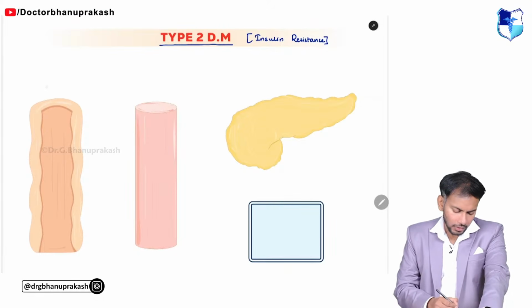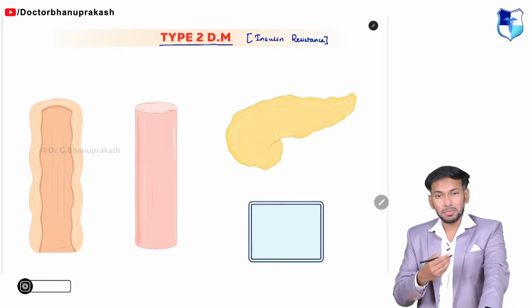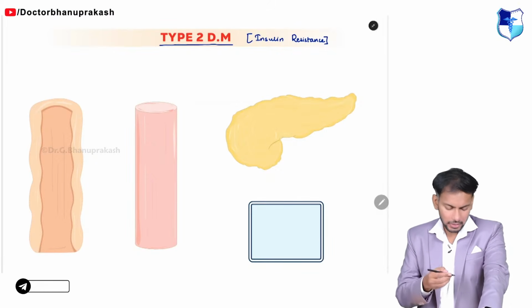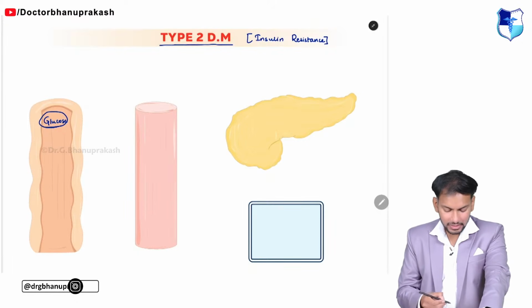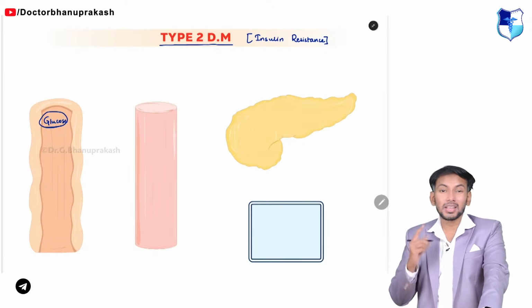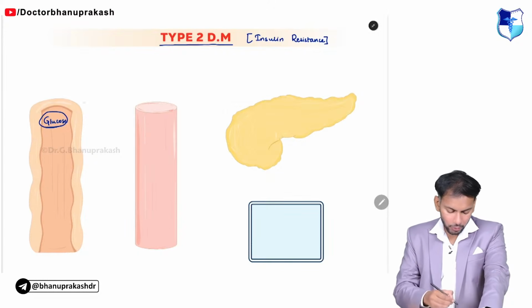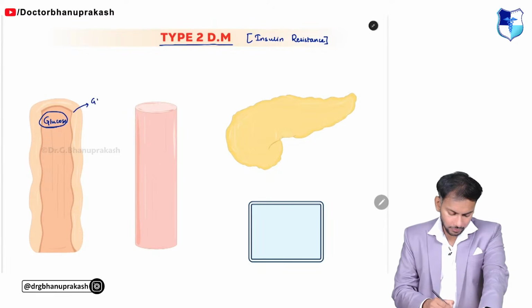Yes, see, you are having a meal. So, this meal comes into the small intestine, and when this glucose and the meal is in the small intestine, it will stretch the intestine. Yes, when this stretches the intestine, what will happen? It will release GLP-1 and GIP.